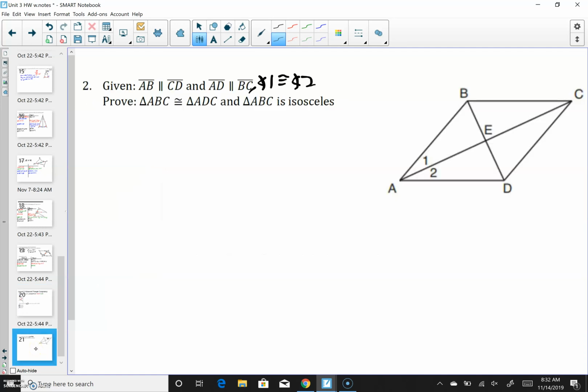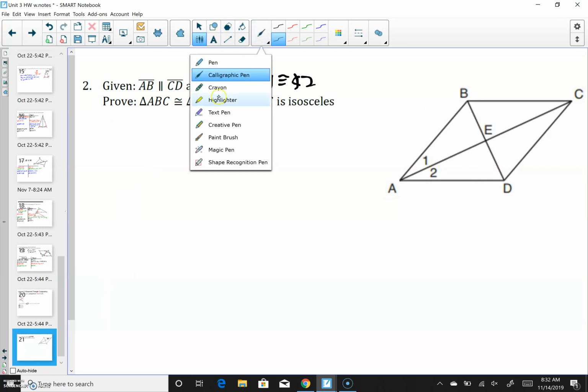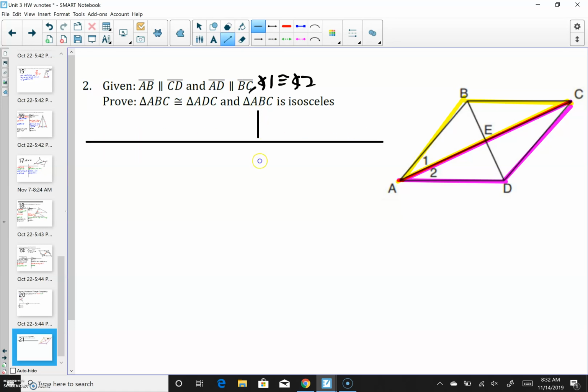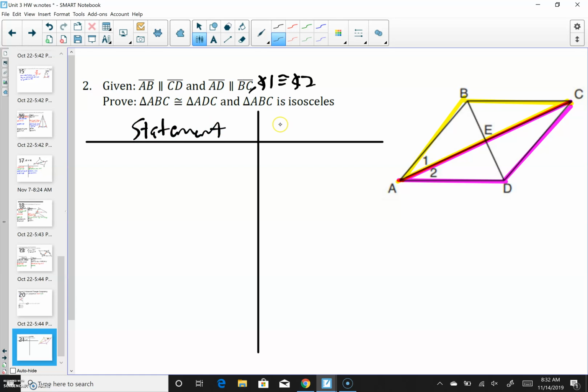In the second one, we're going to do a proof where they want us to prove triangle ABC, which is our big top triangle. So I'm going to highlight that one just so that it's a little bit easier for us to see. Is congruent to ADC. Now, as we look at this, they give us that both sets of opposite sides are parallel, and then they gave us angle 1 is congruent to angle 2. So we're going to start our chart here. Statement and reason.